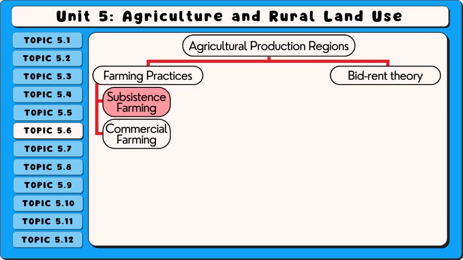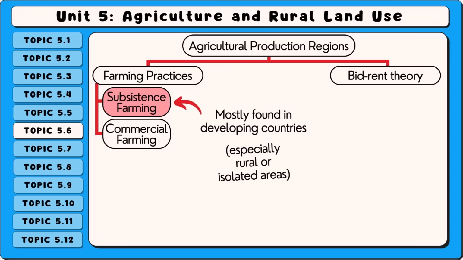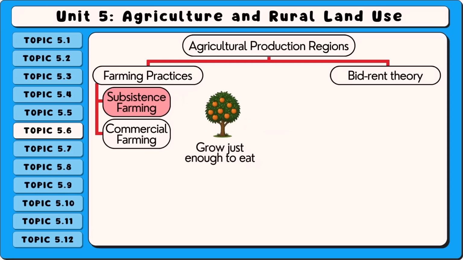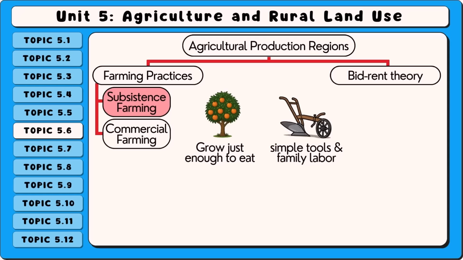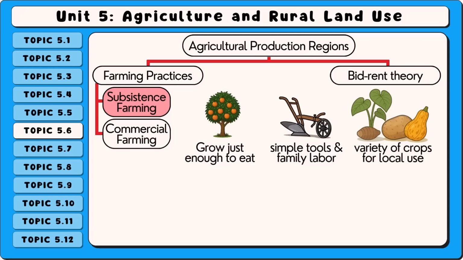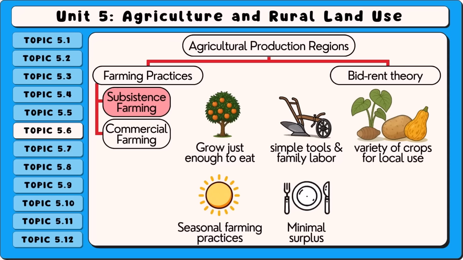The first distinction is subsistence farming. This type of farming is mostly found in developing countries, especially in rural or isolated areas. Farmers grow just enough food to feed themselves and their families, often using simple tools and family labor. They tend to plant a variety of crops for local use and rely heavily on seasonal conditions. There is little surplus for sale and very little mechanization.